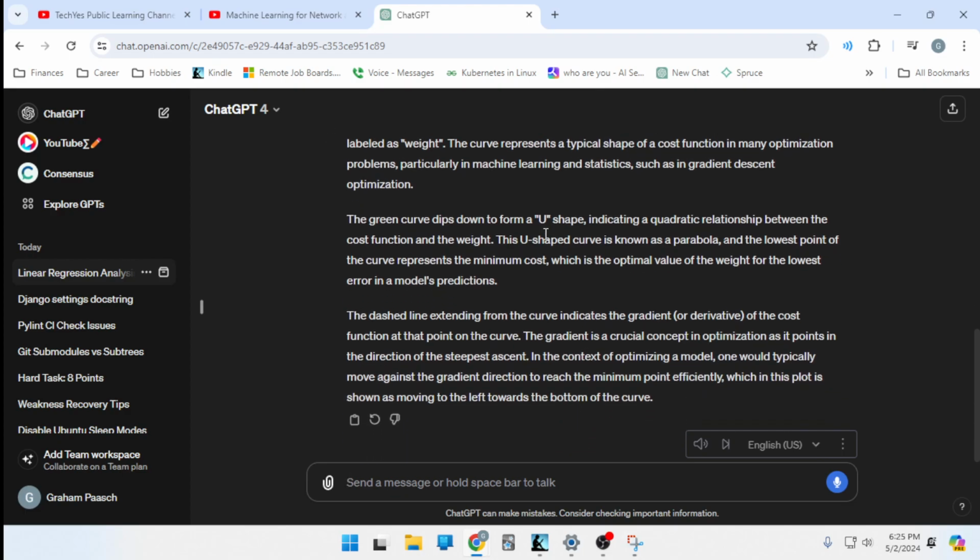The dashed line extending from the curve indicates the gradient, or derivative, of the cost function at that point on the curve. The gradient is a crucial concept in optimization as it points in the direction of steepest ascent. In the context of optimizing a model, one would typically move against the gradient direction to reach the minimum point efficiently, which in this plot is shown as moving to the left towards the bottom of the curve.